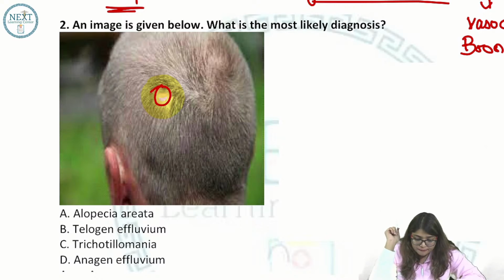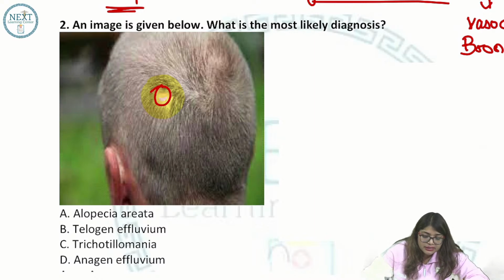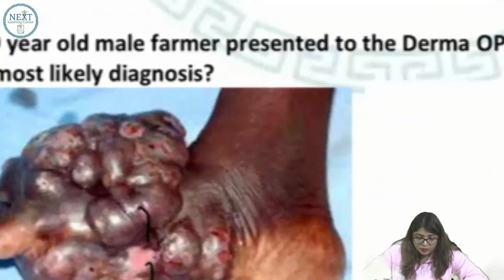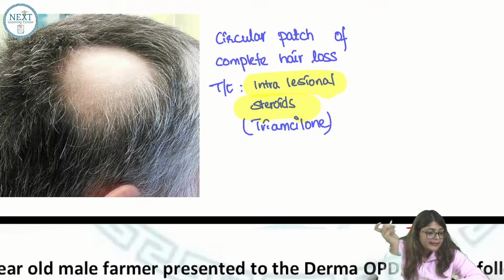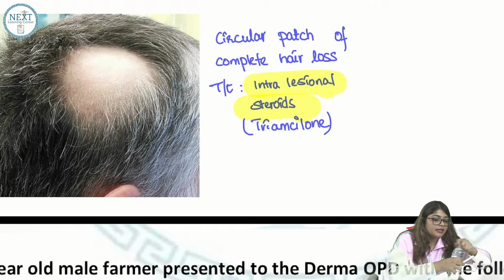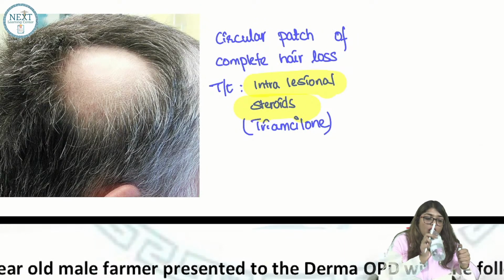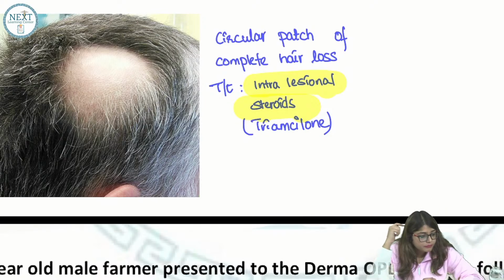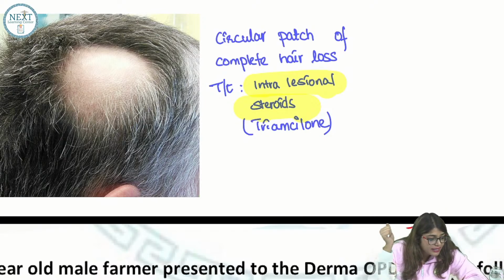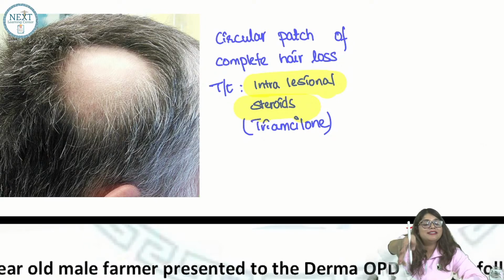Now look at this. This is your circular patch of loss, and what is the treatment? Intralesional steroids, okay? Known as triamcinolone. Look, intralesional steroids are used somewhere else also. Can you tell me where else we'll use intralesional steroids? Very good, we use it in keloid.